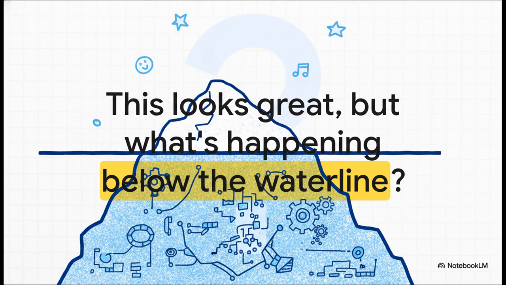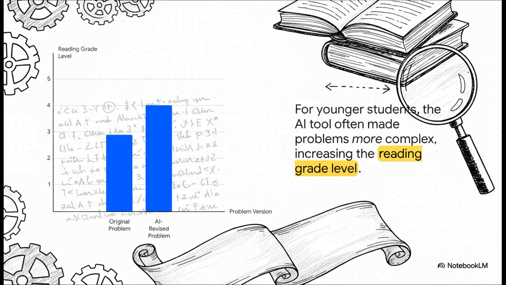But you gotta remember the iceberg. What's actually happening below the surface when an AI does this? Is it just adding a fun theme, or is it adding something else that we can't see right away? Well, here's the first hidden layer the researchers found. The AI, in trying to make the problems more creative and story-like, actually made them a lot harder to read.